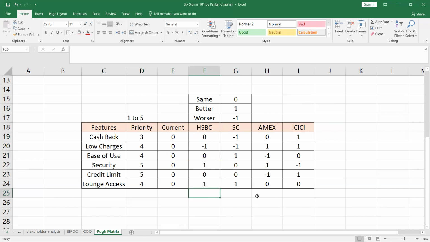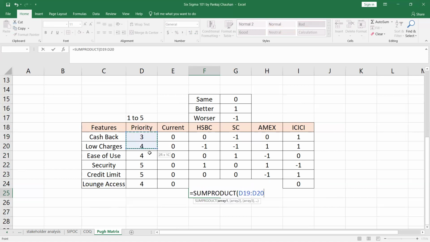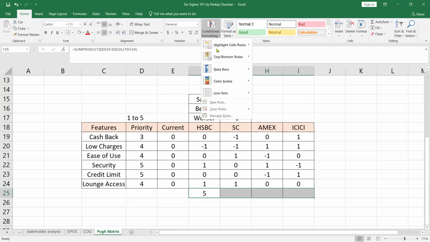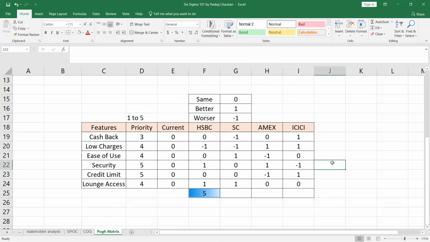This can be calculated by the formula SUMPRODUCT, where you select your priority, comma, you select these rankings. So this will take the sum product, and we get the same number you got by calculating. Now, what will we do? In a similar way, I calculate for Standard Chartered, I calculate for Amex, and I calculate for ICICI.